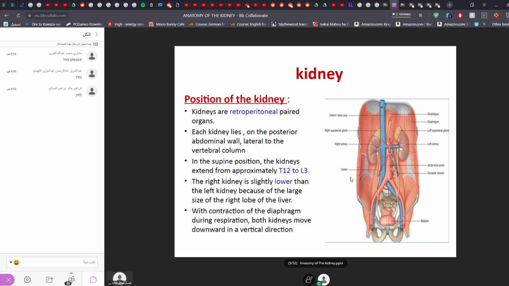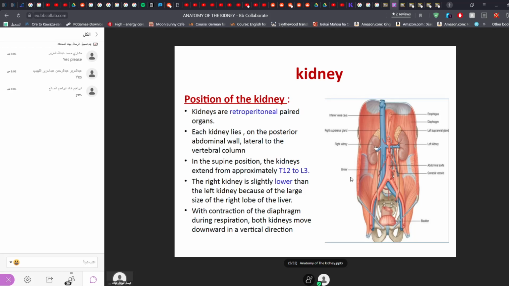Each kidney lies on the posterior abdominal wall, lateral to the vertebral column. Here you can see the inferior vena cava and aorta; they are lying just anterior to the vertebral column, so the kidney lies lateral to it. If we extend the kidney from up to down, it usually starts from the T12 level and ends at the middle of the lumbar 3 vertebra. So this is the vertical extension of the kidney.